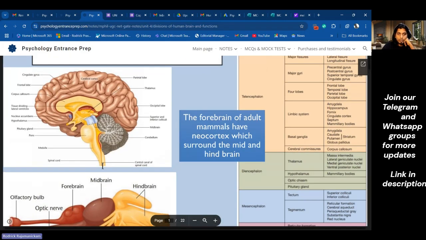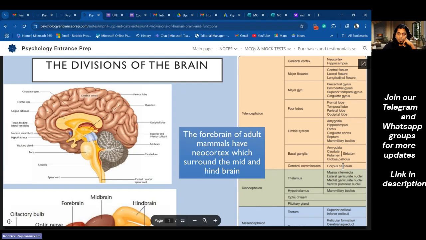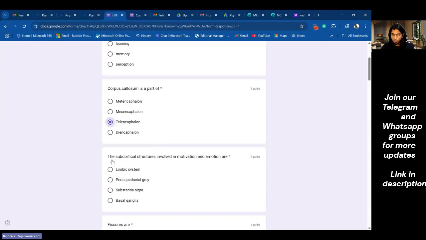So the spinal cord and just this medulla would be your myelencephalon. Your pons and cerebellum would be your metencephalon. This blue structure here would be your mesencephalon. The top of the brain, which has the thalamus and hypothalamus, would be your diencephalon. The rest of the covering, the cortex and the connecting structures, are all telencephalon. Okay. So corpus callosum, which is a cerebral commissure, which is connective tissue, is a part of telencephalon. All right, hope that clarifies a lot of things.